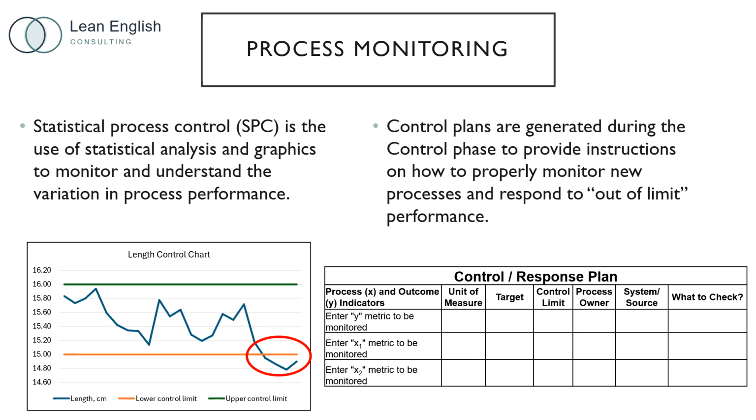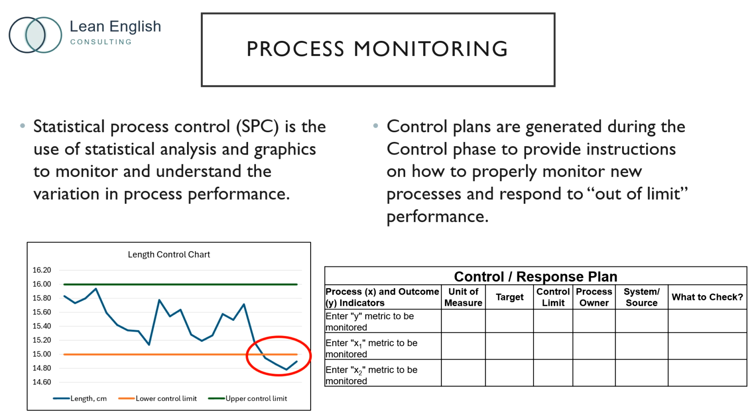Statistical process control is the use of statistical analysis and graphics to monitor and understand the variation in process performance. The goal is to create control charts that quickly show if the process is still performing as expected or if it has regressed. Control limits are calculated and drawn on the chart. As we monitor our performance, all the units we measure should remain between these limits.